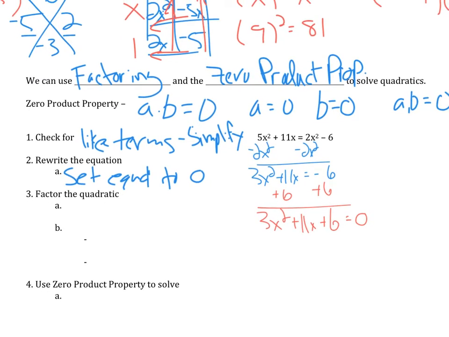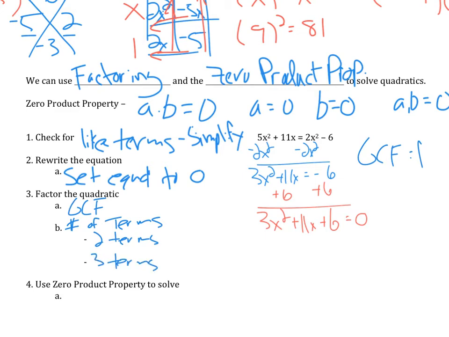Now from there, we want to factor the quadratic. So first thing we do is GCF. 3, 11, and 6, there is no GCF. Well, there is. It's a GCF of 1, but that doesn't do anything for us. So then B, we want to check the number of terms. If it's two terms, then we want to do difference of squares. 3 terms, we use one of our strategies: Xbox, grouping, or guess and check.